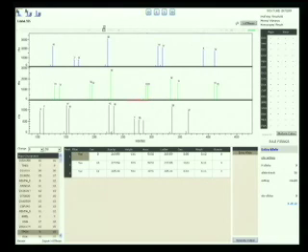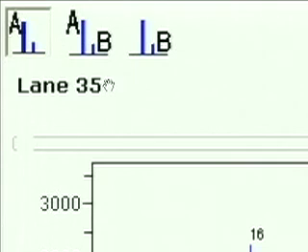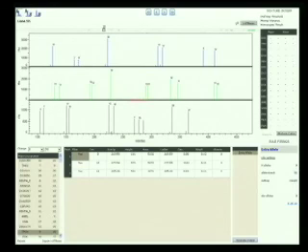In order to manually enter the third allele, the analyst has to go up in this corner where it has the A peak, which is the largest peak, the AB peak, and the B peak designation. And you would actually go in here and define the third peak for FSSI cubed.